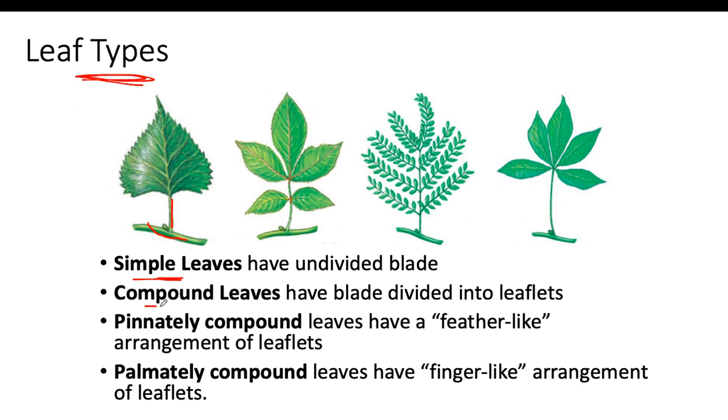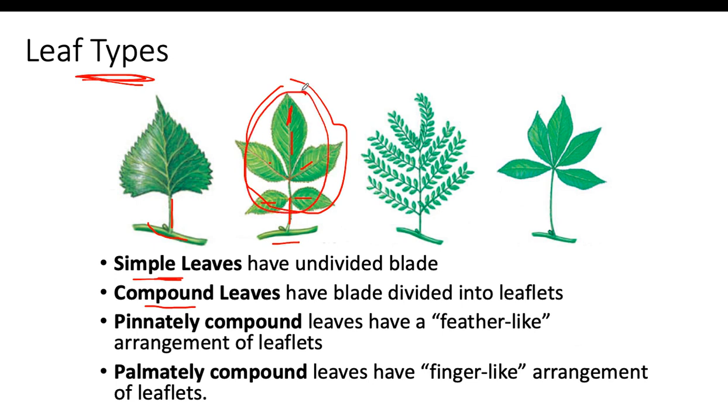A compound leaf, here's your stem again, and what you see are these leaflets. Here's 1, 2, 3, 4, 5. This whole thing is the leaf, and each one of these is a leaflet. That's a compound leaf. This would be an example like a hickory, a pecan, or a black walnut. If you were collecting this, you have to collect the whole leaf.